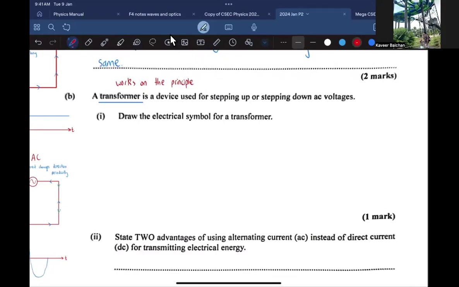Non-induction. Yes, it works on the principle of mutual induction.